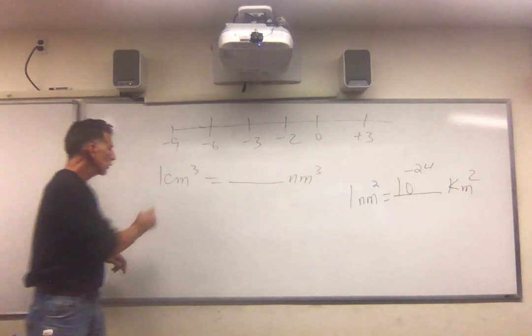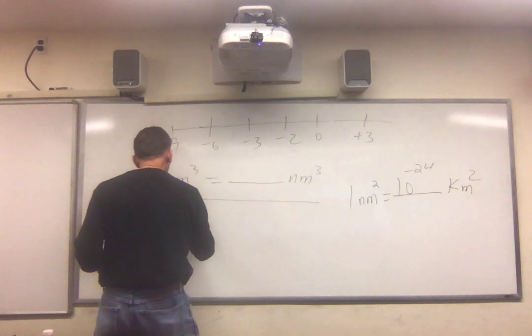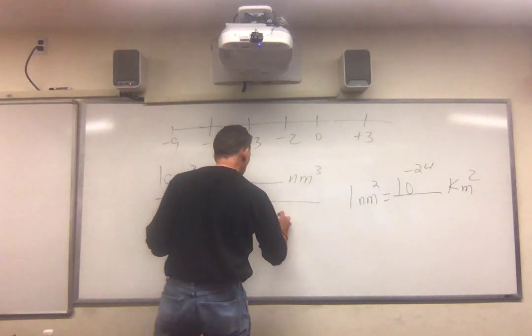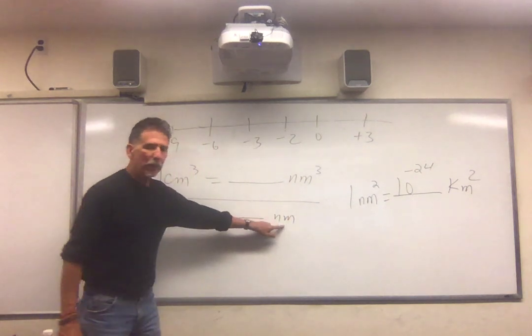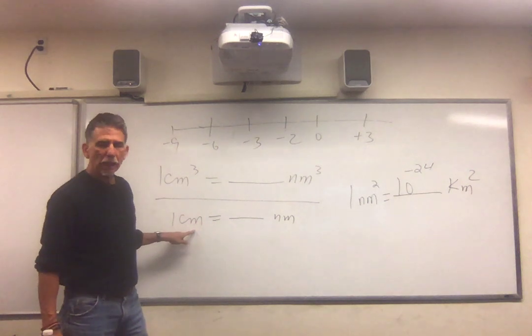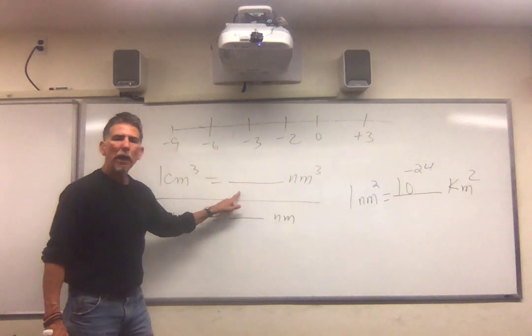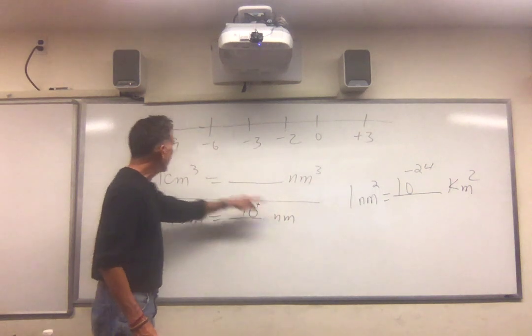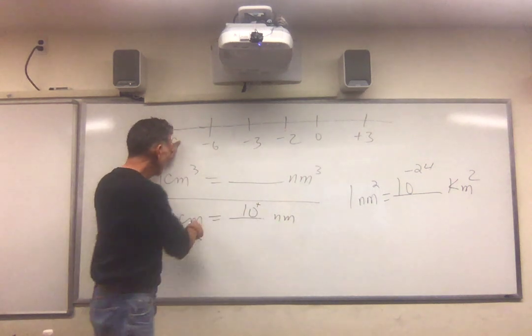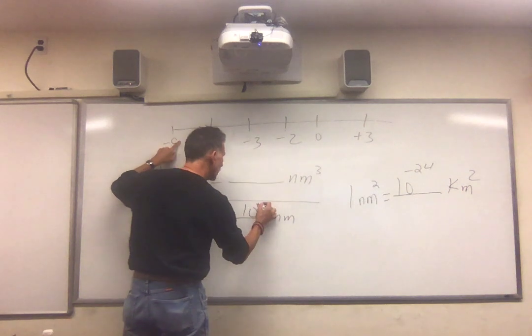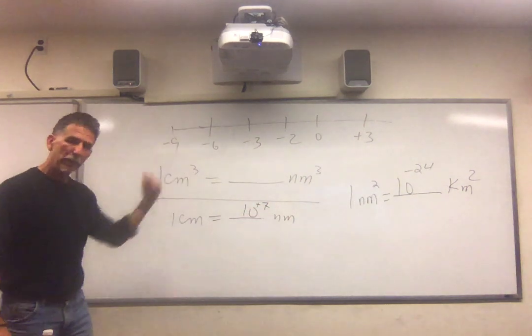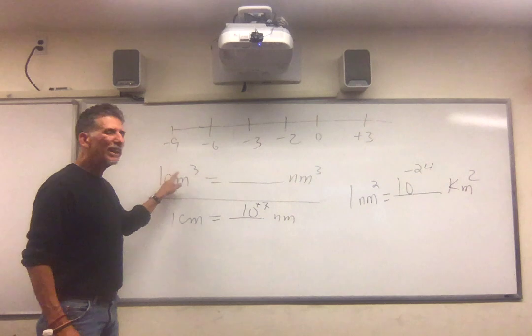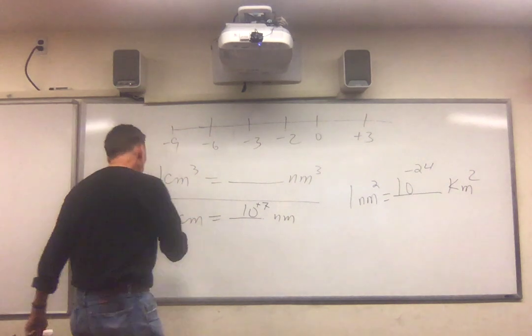So let's review. 1 centimeter is how many nanometers? Well, nano is smaller than centi. Smaller, positive. Remember, if it's smaller, you get a positive power. Nano is what? Minus 9. Centi is minus 2. So this is 10 to the 7th. We might have done that before.